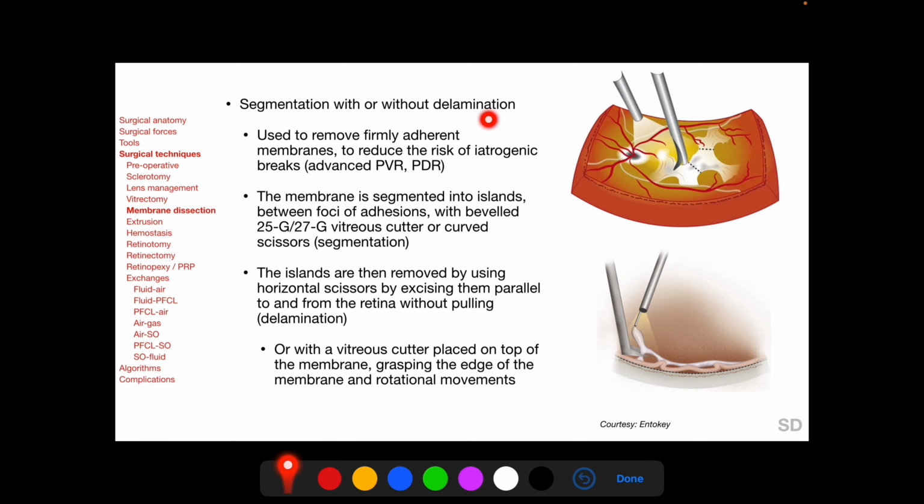Segmentation with or without delamination is used to remove firmly adherent membranes, as is found in advanced proliferative vitreoretinopathy and proliferative diabetic retinopathy, in order to reduce the risk of iatrogenic breaks. In segmentation, as shown here in this figure, the membrane is segmented into islands between foci of adhesions, either with a bevel 25G or 27G vitreous cutter or curved scissors, as shown here in this figure. These islands of membranes can then be removed by using horizontal scissors, as shown here in this figure, by excising them parallel to and away from the retina without pulling these membranes, and this is called delamination.